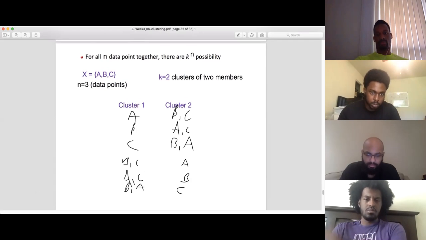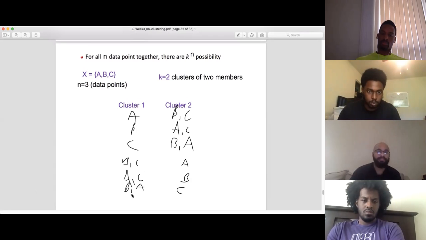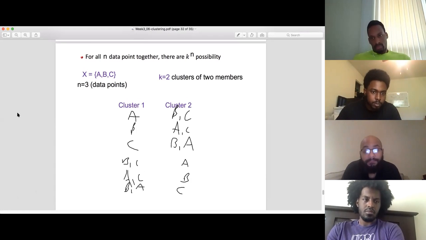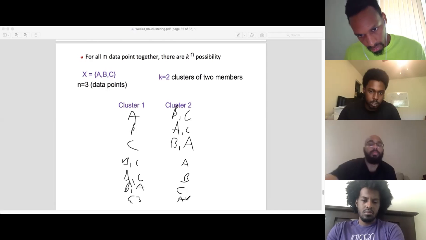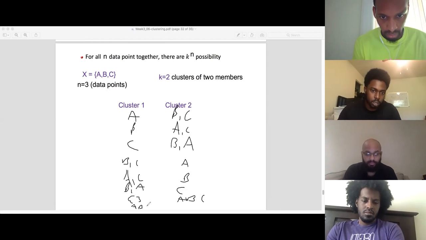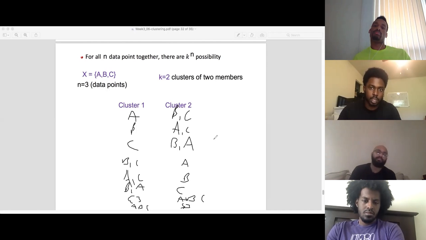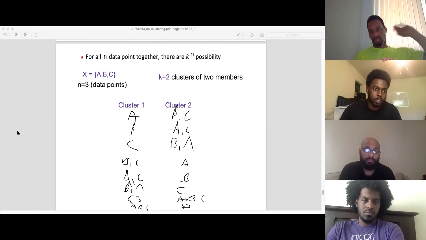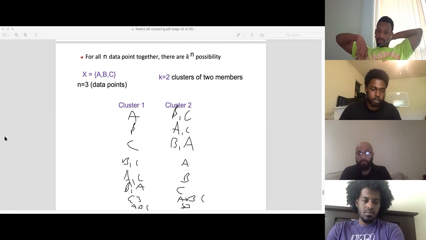And then similarly, we could start lumping all or nothing. So you could have nothing here, ABC, or you could have ABC here and nothing here. So that's 1, 2, 3, 4, 5, 6, 7, 8 clustering possibilities given 3 data points in 2 clusters. So lots of options.